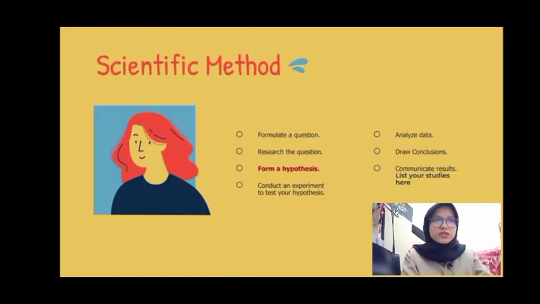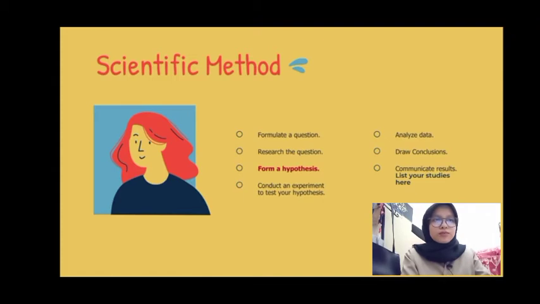So, the scientific method. The scientific method is a systematic procedure used by scientists to solve the problems at hand. The scientific method is closely related to scientific work. Scientific work itself is a way of working by scientists to solve problems by applying regular and systematic steps in the scientific method. They involve the following steps.